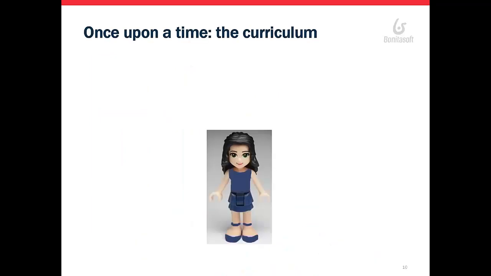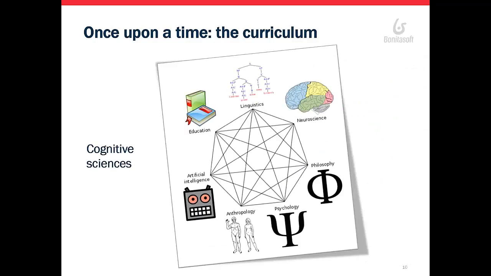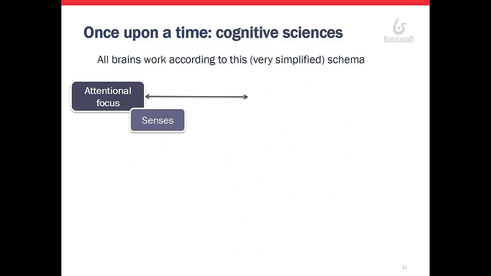So once upon a time, what is the curriculum of everybody who is working in the usability field? And I'm one among those guys. First, you need to learn about cognitive sciences. You learn a lot of things about how the brain works as you would learn for a computer. So you get linguistics, neuroscience, philosophy, psychology, anthropology, artificial intelligence. You get to know all those things to understand how the brain works.